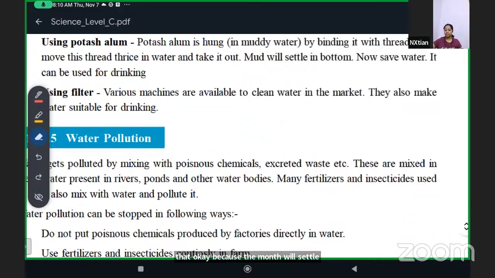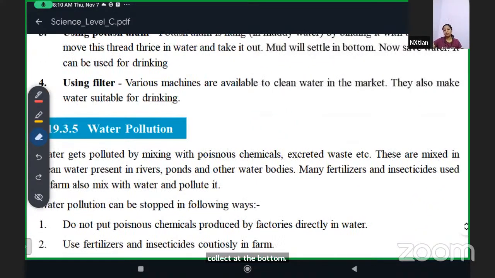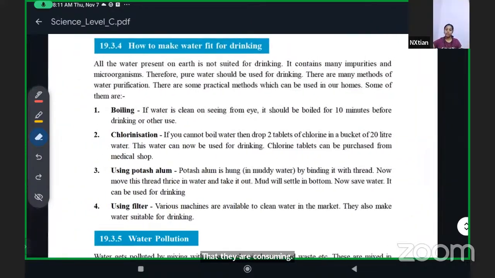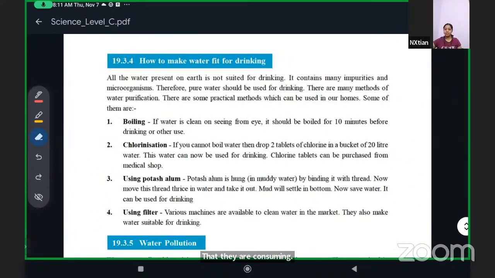Now, using a filter. Various machines are available in the market to clean water. They also make water suitable for drinking. Filter paper is there, but nowadays we have our own water purifiers to filter and purify the water that we are consuming. So these were some methods with which we can purify the water and make it suitable for drinking.